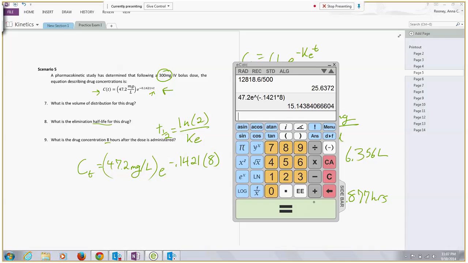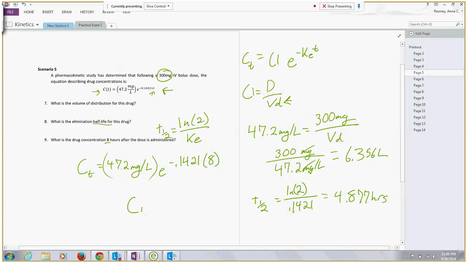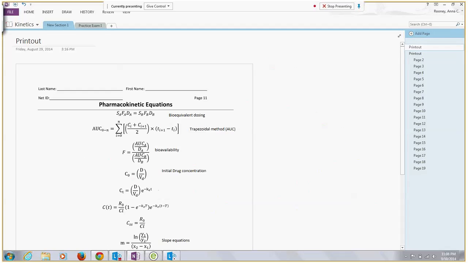Is that right with my notes? Yes, it is. So we find that the concentration 8 hours after the dose is administered is 15.144 milligrams per liter. Remember your units, people. It will save your butt. Trust me. And from the equation sheet, this is the equation we're using in this section.